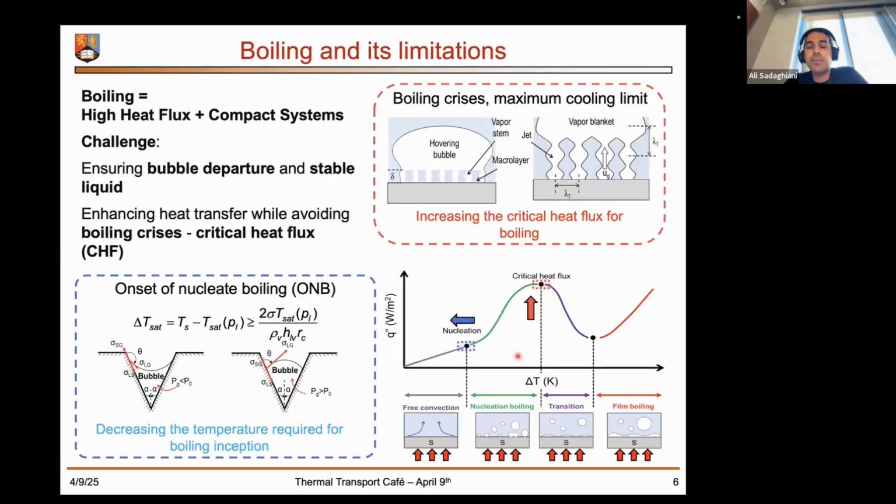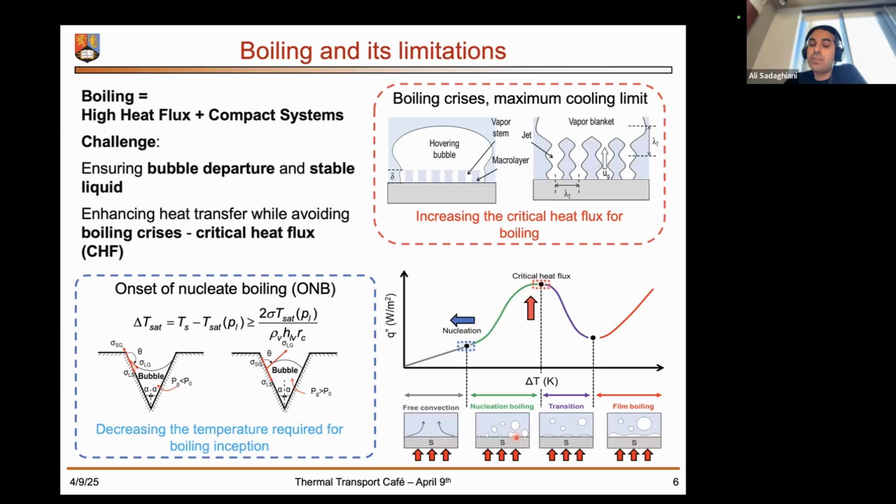So boiling is a very effective heat transfer mechanism because it uses the latent heat of vaporization, the latent heat of liquid to vapor phase change. It has limitations due to the presence of liquid and vapor at the same time on a surface. If we take a look at the boiling diagram, at first we have free convection, up until a point that we start to observe bubbles on the surface. This point is the onset of nucleate boiling. It is the start of the very efficient nucleate boiling region.